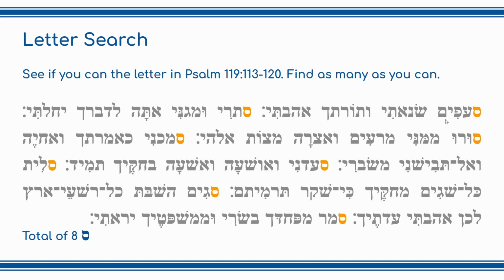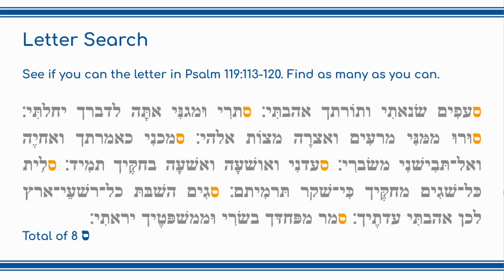And how convenient, we have a mem suffix right here. So remember, this is round, this is square. And so we got 1, 2, 3, 4, 5, 6, 7, and 8 in this verse. You're probably wondering, why are you counting if you already have the number here? Well, there's the chance I might have counted wrong earlier. So I think I counted right this time. And there are 8 Samekhs in this verse.